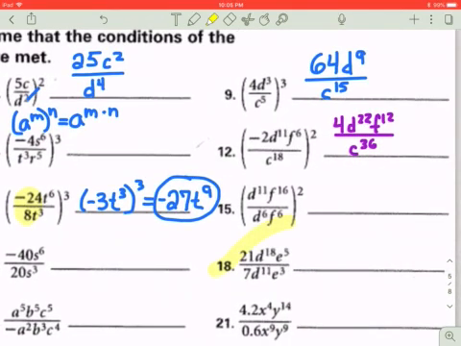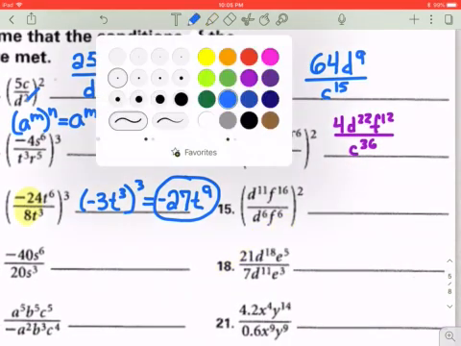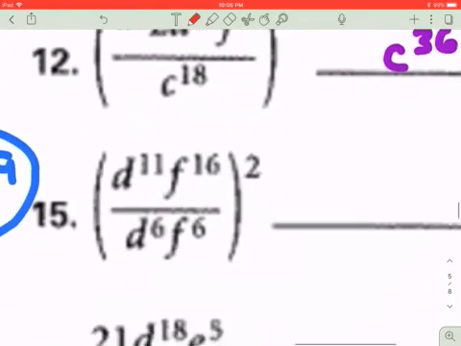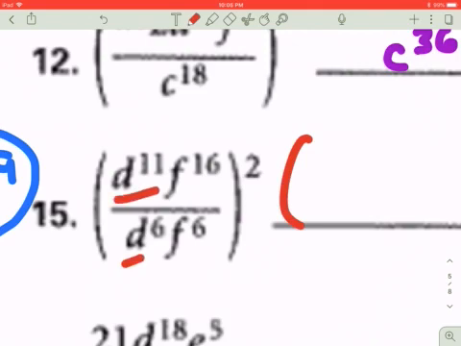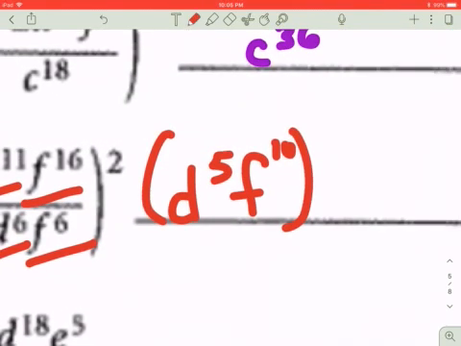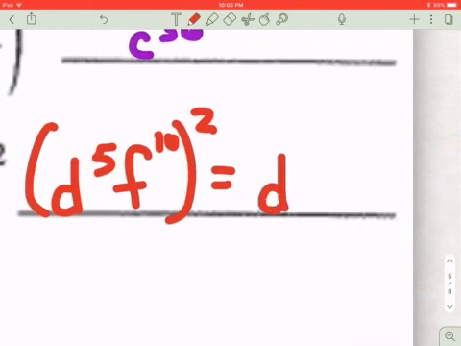On this one, before I touch anything on the outside, I'm going to simplify on the inside, and I'm going to have d to the 11th over d to the 6th, which will leave me d to the 5th. F to the 16th over f to the 6th will leave me f to the 10th. All of that to the 2nd, and that means my final answer would be d to the 10th, f to the 20th.